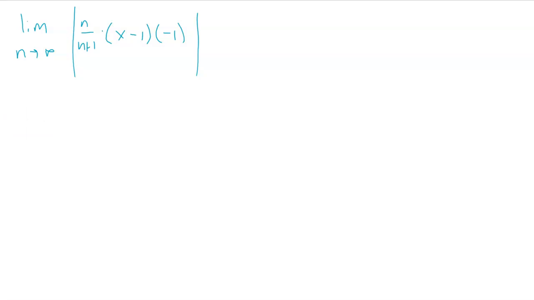Awesome. Now, notice it's n that's going to infinity, not x minus 1 times negative 1. And so what I'm going to do next is pull out the x minus 1 times negative 1 in absolute value. It's all in absolute value. And let's just explore the limit as n goes to infinity for the part of the limit that contains n. Now, what happens if n goes to infinity?